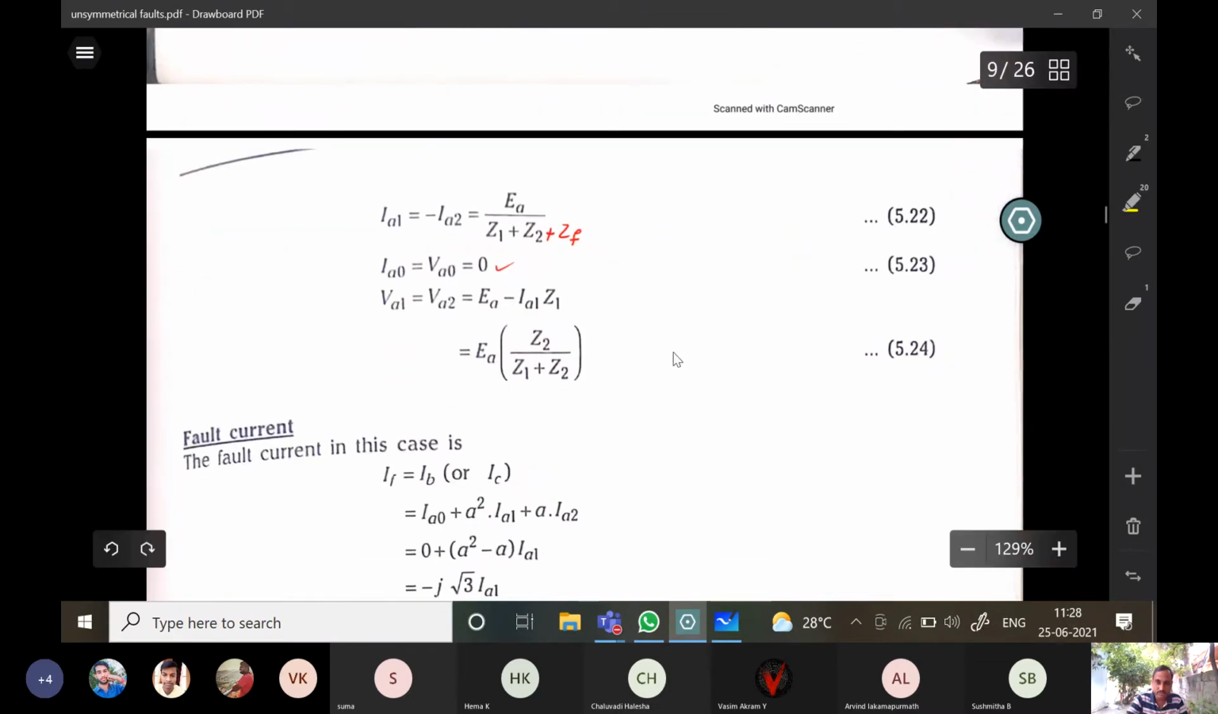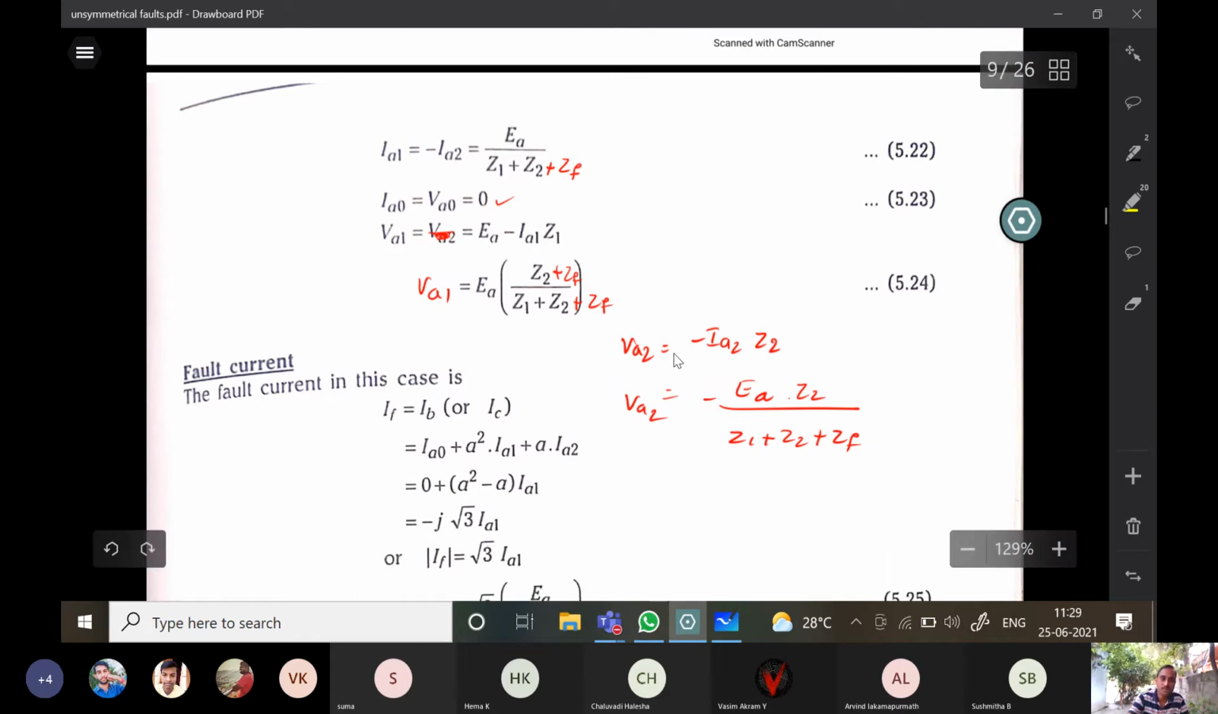So VA1 can be written again as EA minus IA1 into Z1. So this will become EA into (Z2 plus ZF) divided by (Z1 plus Z2 plus ZF). This is the modification of VA1. And VA2 can be written as minus IA2 into Z2. So for this, minus EA into Z2 divided by (Z1 plus Z2 plus ZF). This is the VA2 equation.